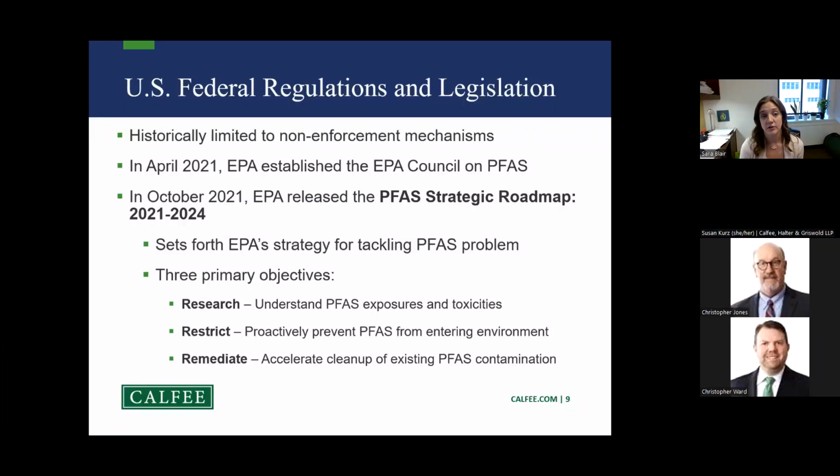And lastly, the third goal is to remediate, meaning the US EPA intends to accelerate cleanup of existing PFAS contamination, including, again, by harmonizing actions under the available statutory authorities, and also maximizing responsible party performance and funding for investigations and cleanup of PFAS contamination. They'd also like to ensure impacted communities receive resources and assistance, and to accelerate deployment of treatment, remediation, and disposal technologies.